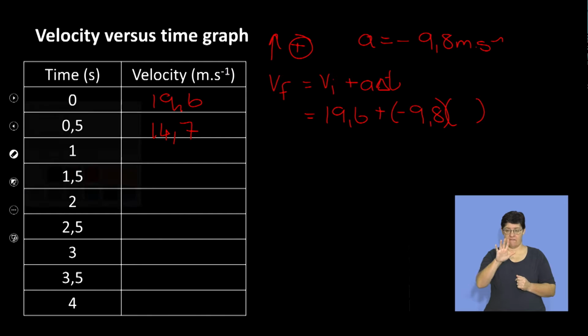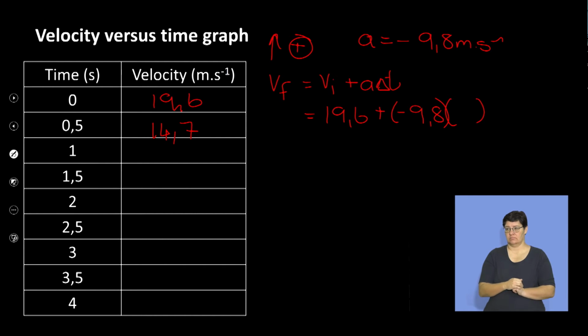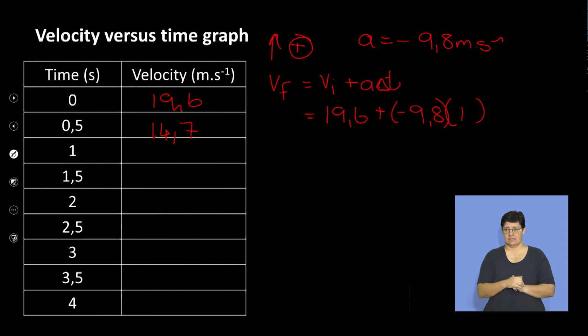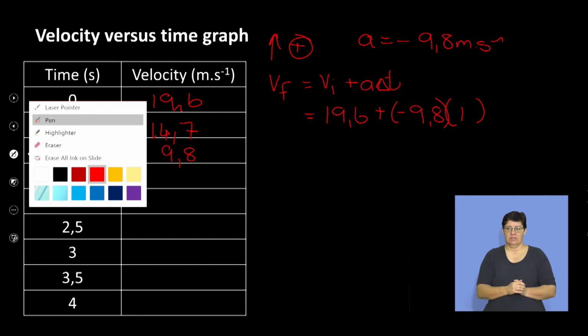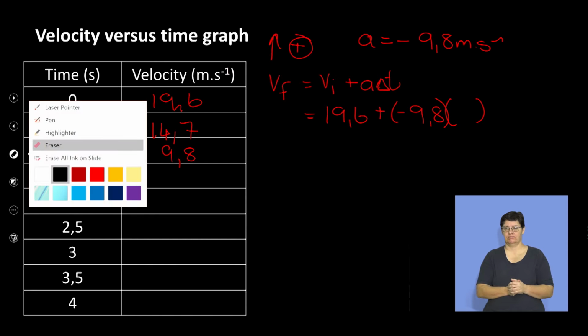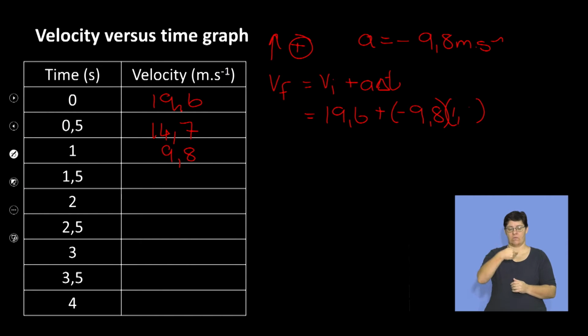this becomes 1. Okay, so if you look carefully on your calculator, the really nice thing is we can just go back there and I'm going to put a 1 in instead. And now we get 9,8. So it's quite a big change compared to the first one. I'm going to do the same thing now. And instead of that, I'm going to put 1.5.